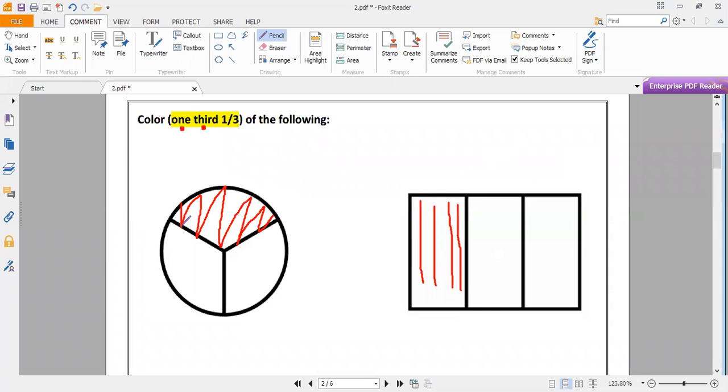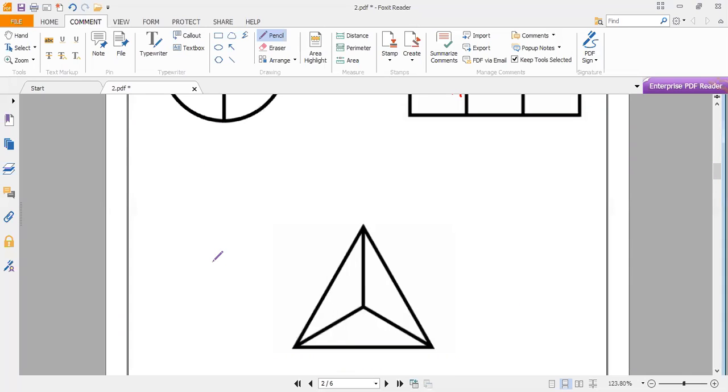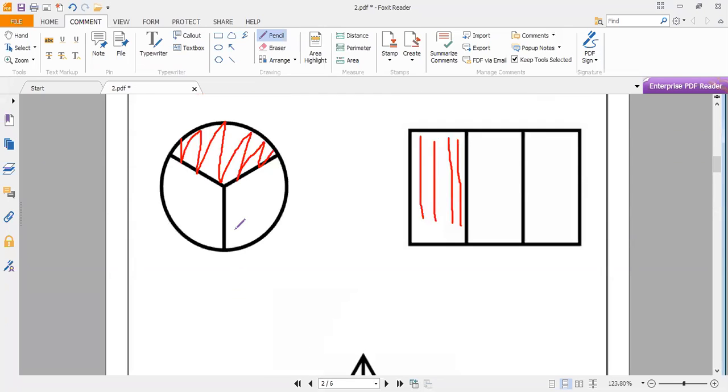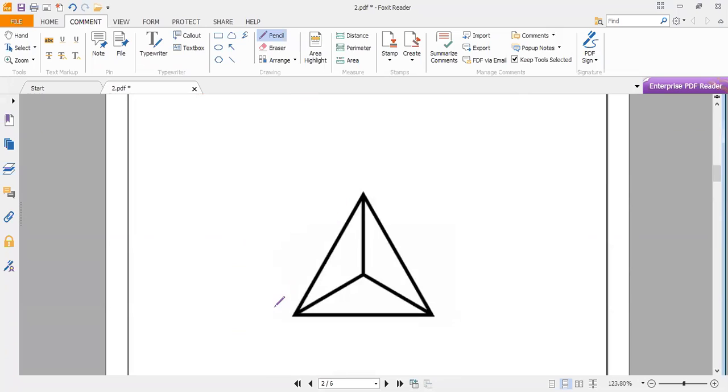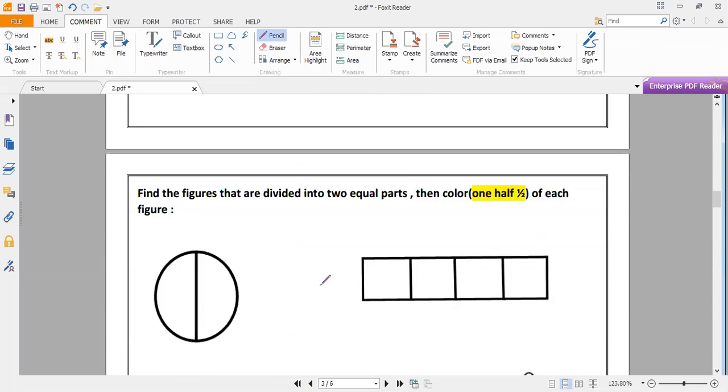Yes, yalla Yasin. He said in this question color 1/3. So how many parts am I gonna color here? One. One part only, okay? One part only. Don't color all the parts.